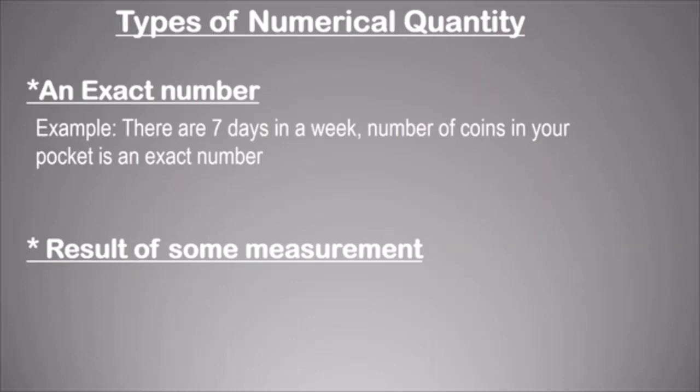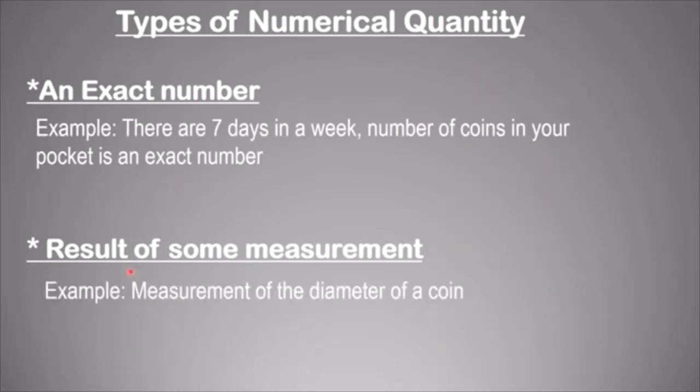The second type of numerical quantity is a result of some measurement. For example, measurement of a diameter of a coin, or height of a building, or weight of a coin, etc.